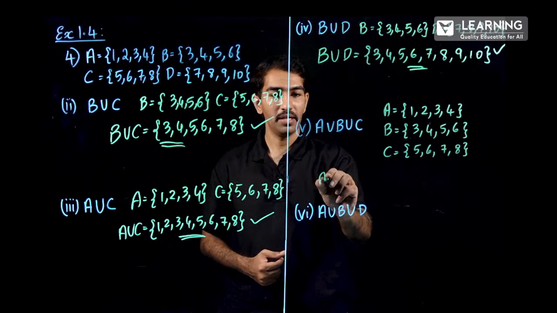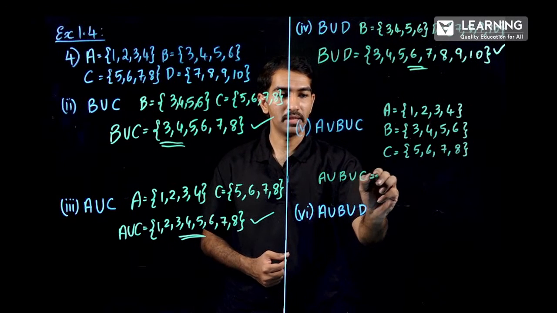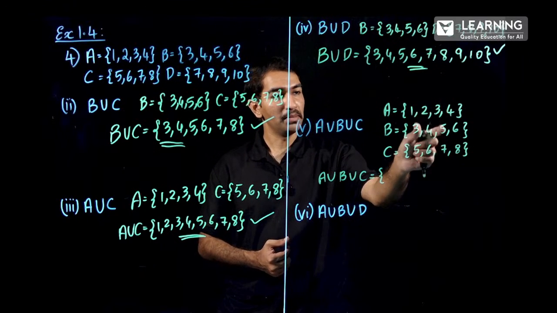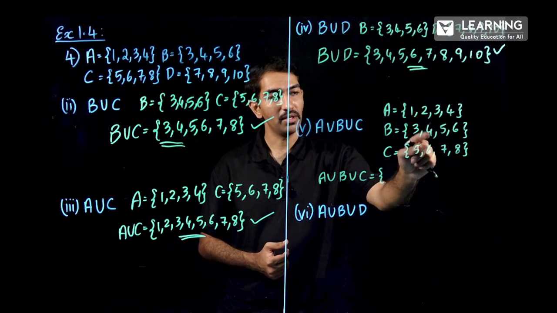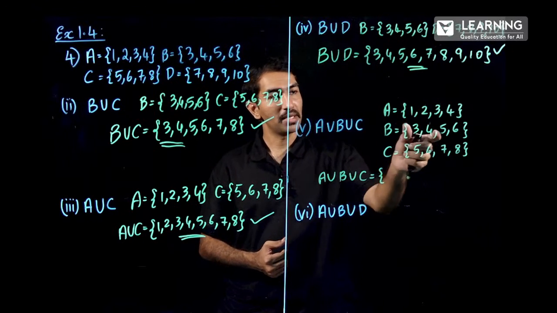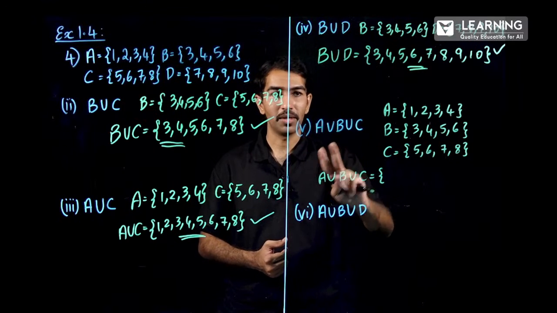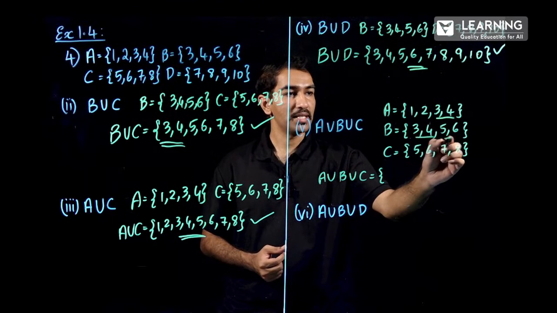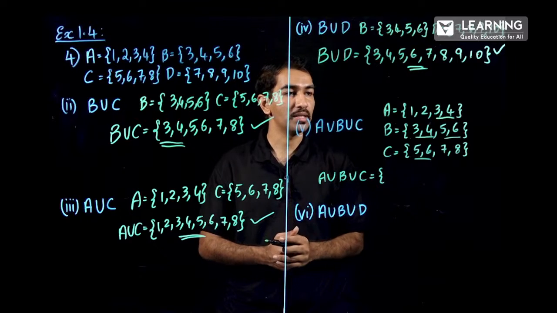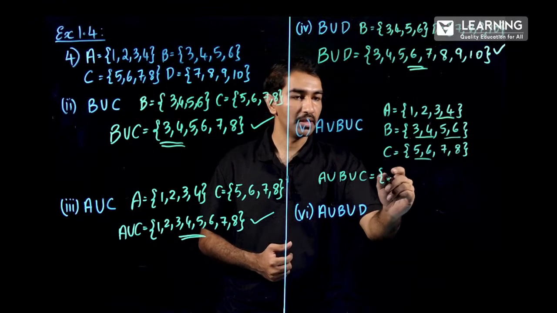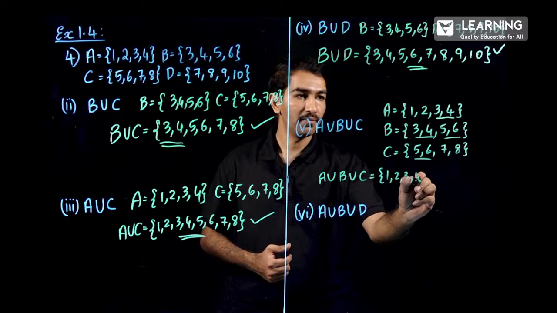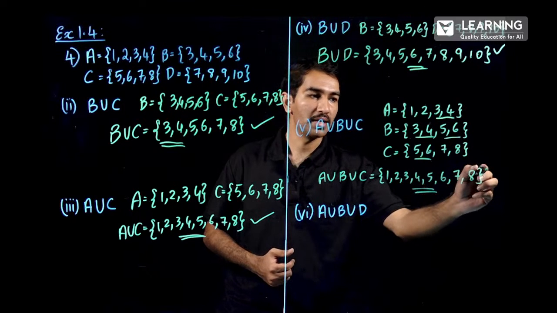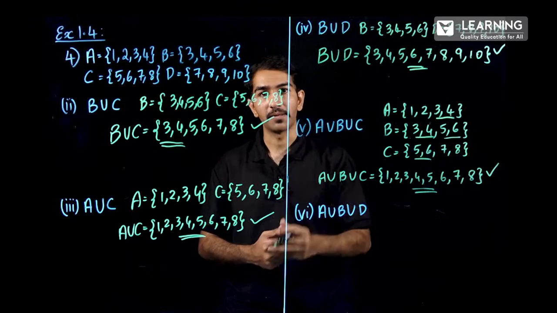So now A union B union C. Before we write this, whatever elements in A are repeating in B and C, even if they are repeating, you have to write it only once. Whatever elements are in B, if they are repeating in C, you have to write it only once. So 3, 4 and 3, 4 repeating, write it only once. 5, 6 and 5, 6 repeating again, we'll write it only once. So finally A union B union C can be written as 1, 2, 3, 4, 5, 6, 7, 8. This will be your right answer for sub question number 5.